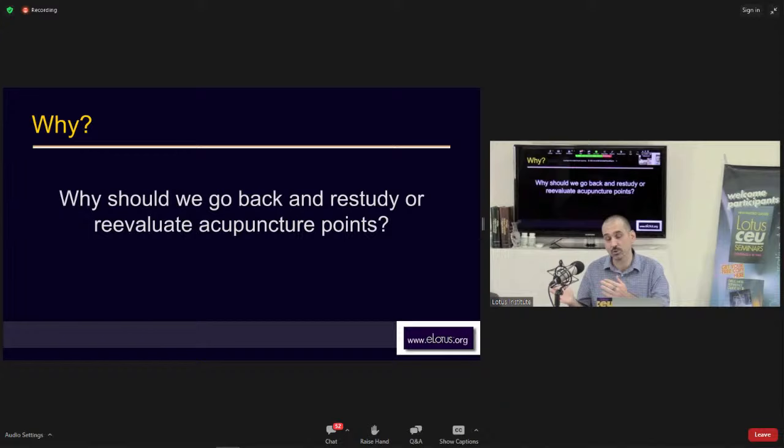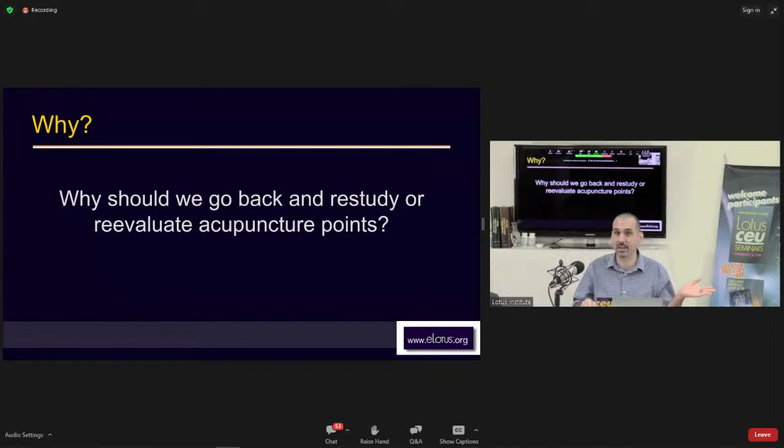So rather than starting from Dong's acupuncture, where people may not be familiar with the points, my idea was to go back and start looking at the points we all studied at one point in time and reevaluate them. So that comes to the first question: why should we go back and reevaluate them? Part of it comes in response to a problem that I've seen when teaching master's students, doctoral students, and continuing education for a long time now.